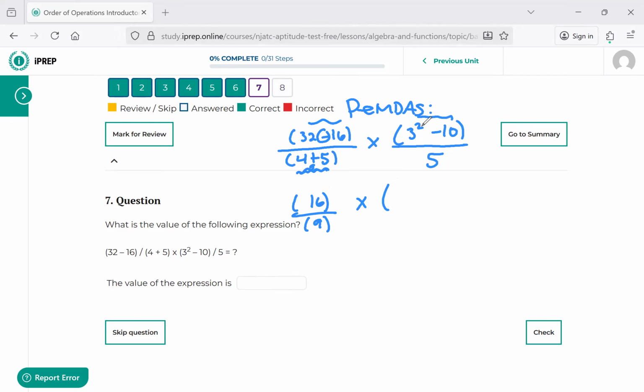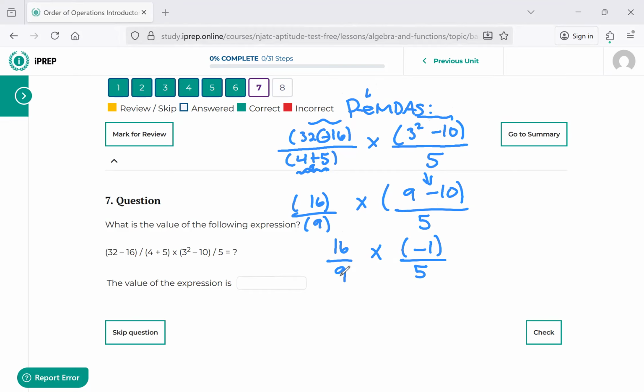In this parentheses we have two orders of operation. We have a power and then we have a subtraction. What do we do first? According to PEMDAS, you have an exponent, so you do that first. 3 squared is 9 minus 10. So then what you would do is do the subtraction: 9 minus 10 is negative 1 over 5 times 16 over 9.